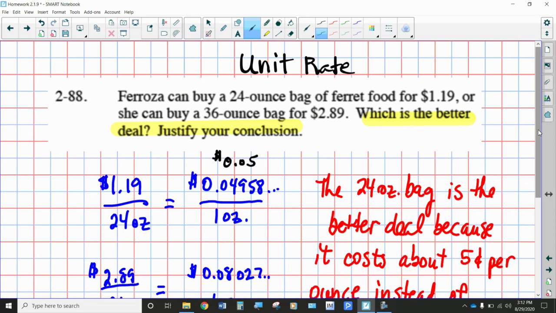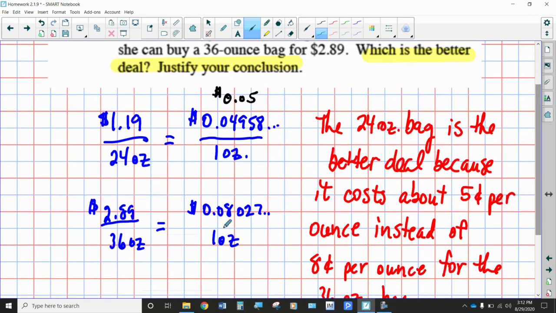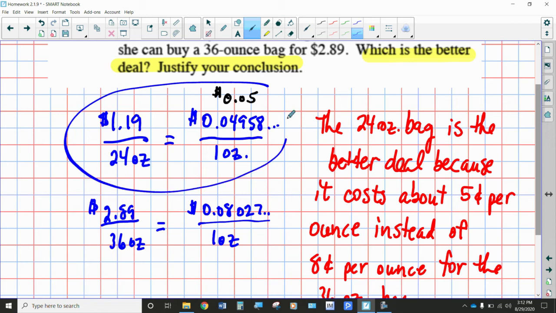And $2.89 divided by 36. Let's put that in. This one ends up being about 8 cents per ounce. So the better deal is going to be the 24-ounce bag.